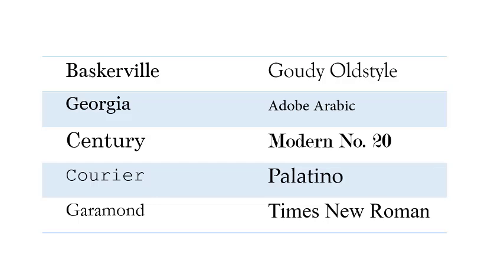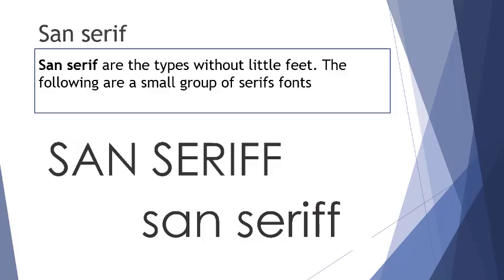Now these are examples of serif fonts. We have Baskerville, we have Georgia, we have Century, we have Caslon, Garamond, and so on. All of these are serif types. And you can notice the little feet on all the fonts. So that's why they are called serif fonts. The sans serif is just the opposite of serif. Serif means little feet, while sans serif is without little feet. So sans serif are the types without little feet.